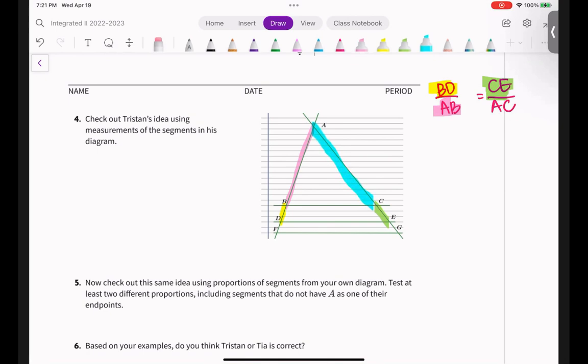Okay. And so that's what you want to check. So based on this, what do you think? What does your gut tell you? Yes, they're in proportion, or no, they're not. What do you think?